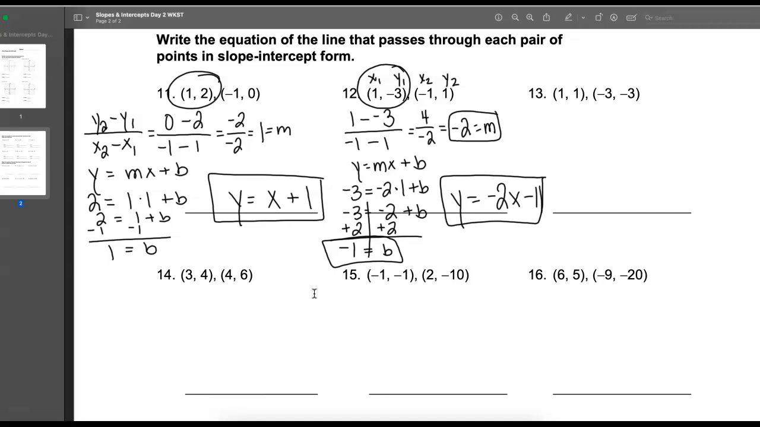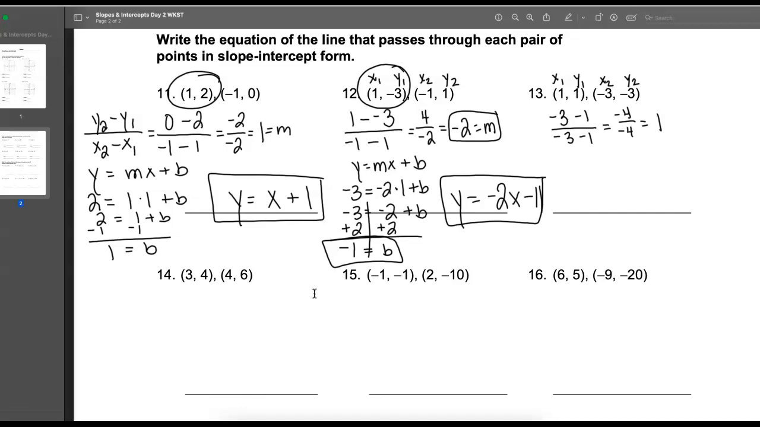Getting a little bit better? Do one more? Okay, we'll do one more. Okay, number 13. Slope first. x1, y1, x2, y2. So we have negative 3 minus 1 over negative 3 minus 1. That's negative 4 over negative 4, which is 1. Okay, step 1 done. We found the slope.